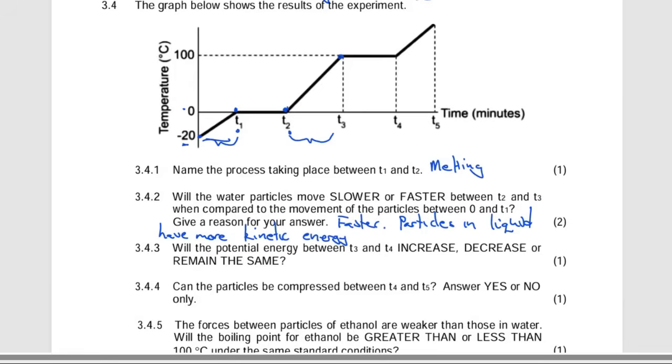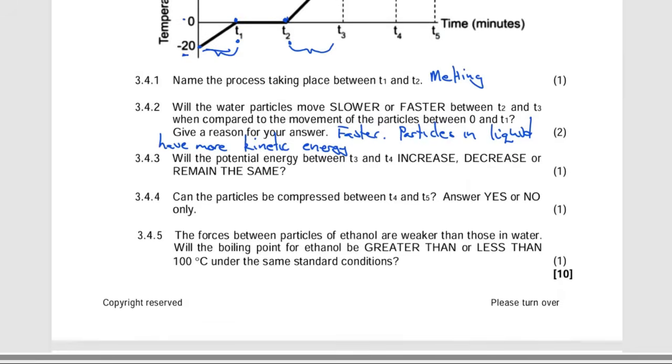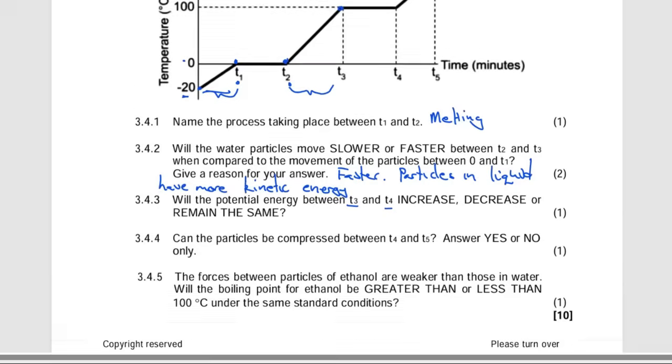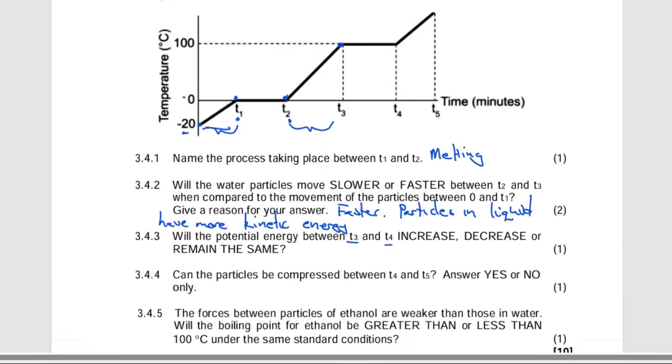Then moving on to 3.4.3, it says, will the potential energy between T3 and T4 increase, decrease, or remain the same? So they're looking for the potential energy between T3 and T4. So here it is going to increase. We're going to say it increases.